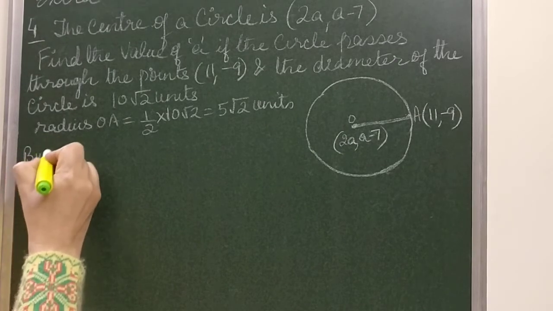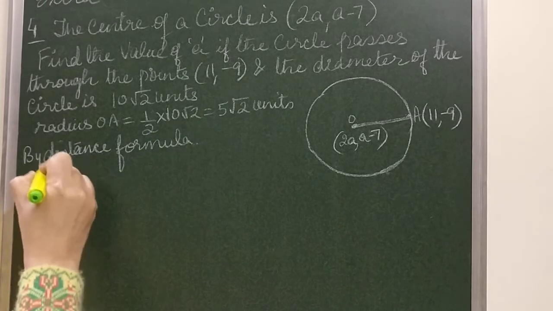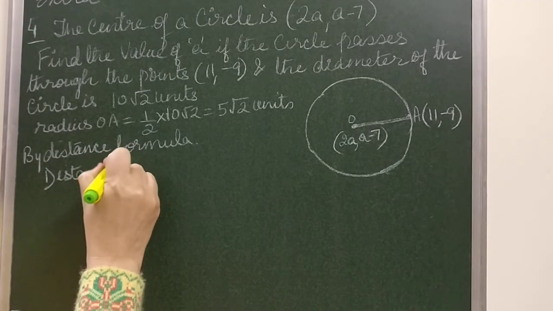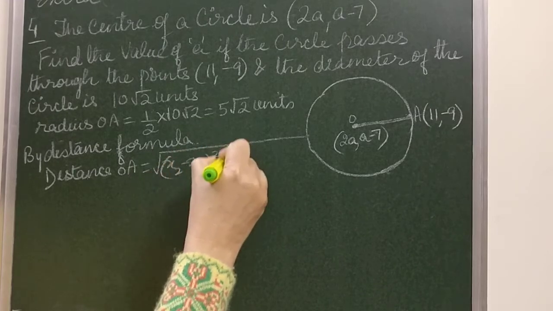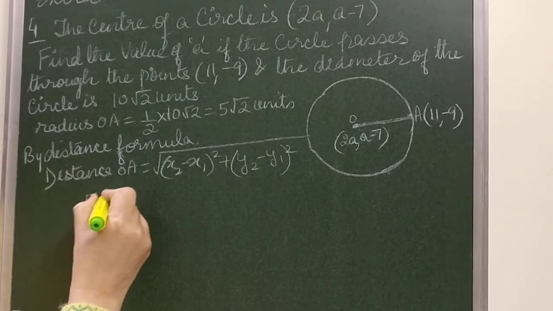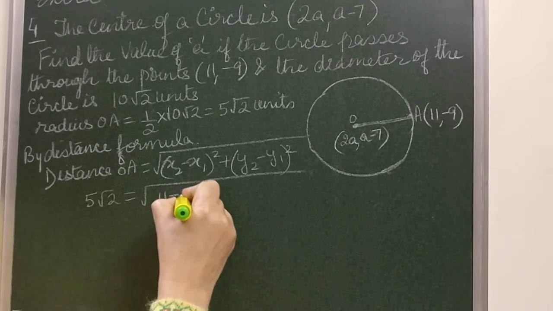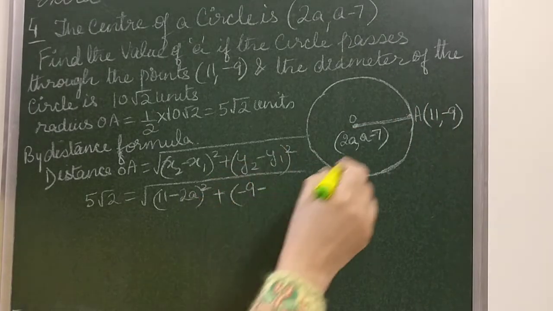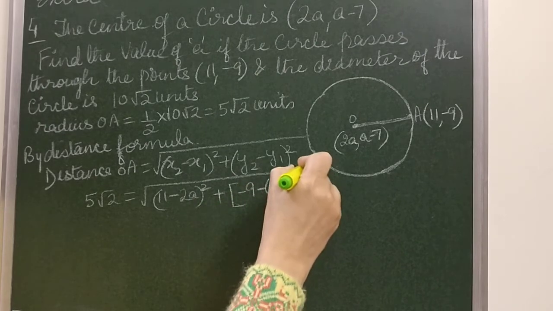So by distance formula, distance OA is equal to root of x2 minus x1 the whole square plus y2 minus y1 the whole square, and OA distance is 5 root 2. So 5 root 2 is equal to root of 11 minus 2a the whole square plus y2 minus 9 minus (a minus 7), and it will be the whole square, right?